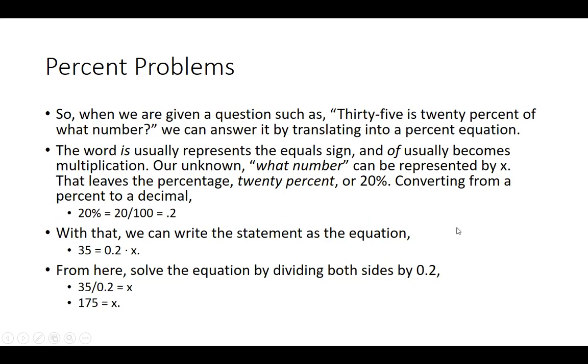So when we're given a question such as 35 is 20% of what number, we can answer it by translating into a percent equation. The word is usually represents the equal sign, and of usually becomes multiplication. Our unknown, what number, can be represented by x. That leaves the percentage 20%, or written out numerically, 20 and the percent sign. Converting from a percent to a decimal, 20% means 20 over 100, which is 0.2.